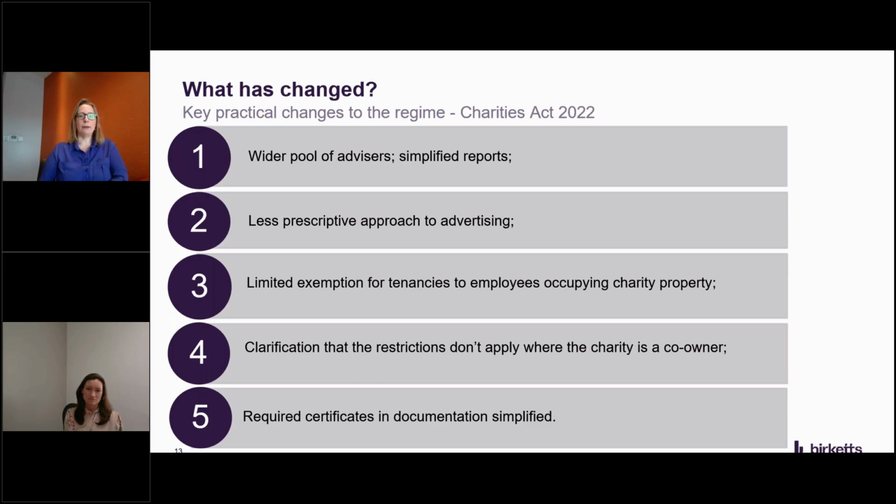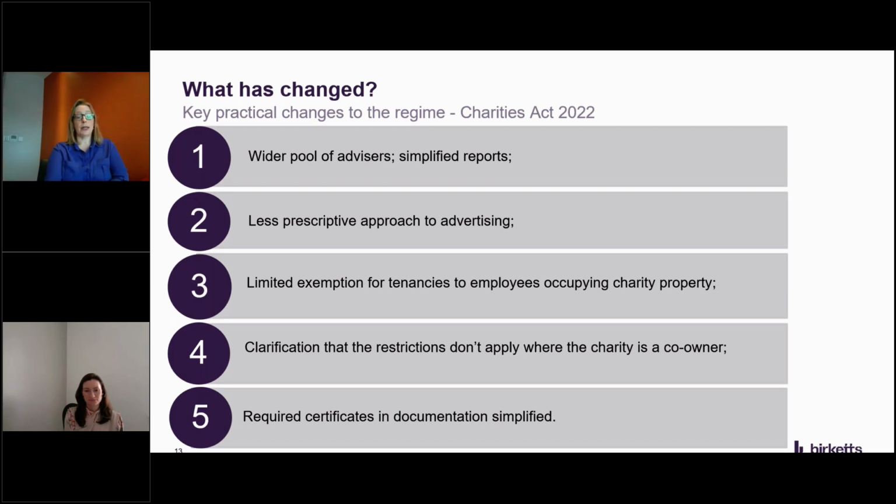Next one is that we have an exemption specifically for employees who are occupying the charity's property. So this is specifically for tenancies where they are occupying this as their home, and it is limited to tenancies of a year. So this is really useful for employees who need to live on site, such as private schools where teachers are living there.